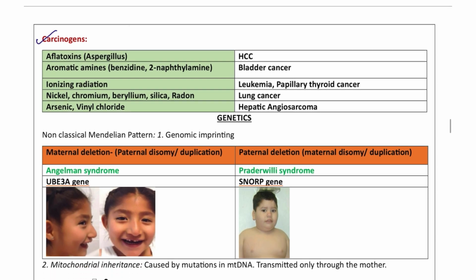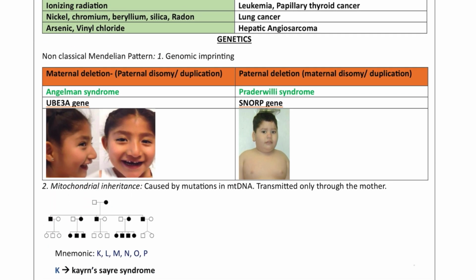Next, let's start with genetics. In genetics, we have to make sure that we know the important types of genetic disorders, their patterns, and examples of those particular conditions. There are two types: the non-classical Mendelian pattern and the classical Mendelian pattern. Pedigree analysis is a classical Mendelian pattern. In the non-classical, we are going to discuss genomic imprinting.